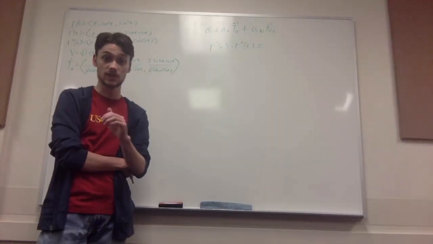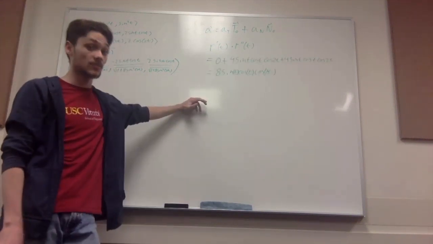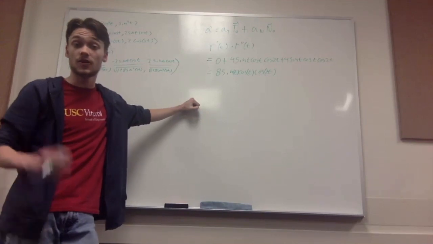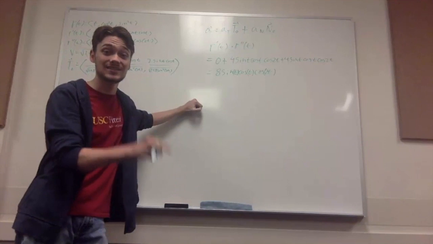First, let's solve for the dot product of r prime of t and r double prime of t. So if we add up the products of all the components, we get that the dot product of r prime of t and r double prime of t is 8 sine t cosine 2t.